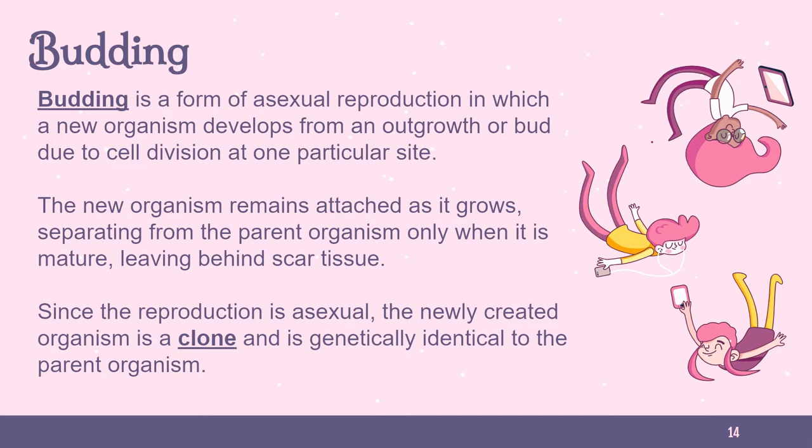Next will be budding. It is a form of asexual reproduction in which the new organism develops as an outgrowth, or a bud, from the parent's body. So they grow from the parent's body, similar to the liverworts which we saw a while ago. They grow on the parent's body due to cell division at one particular site. Then that new organism remains attached to the parent's body as it grows, only separating from it once it reaches maturity. Since the reproduction is asexual in budding, the newly created organism is technically a clone. Again, I've mentioned this before, because they are genetically identical to their parents.